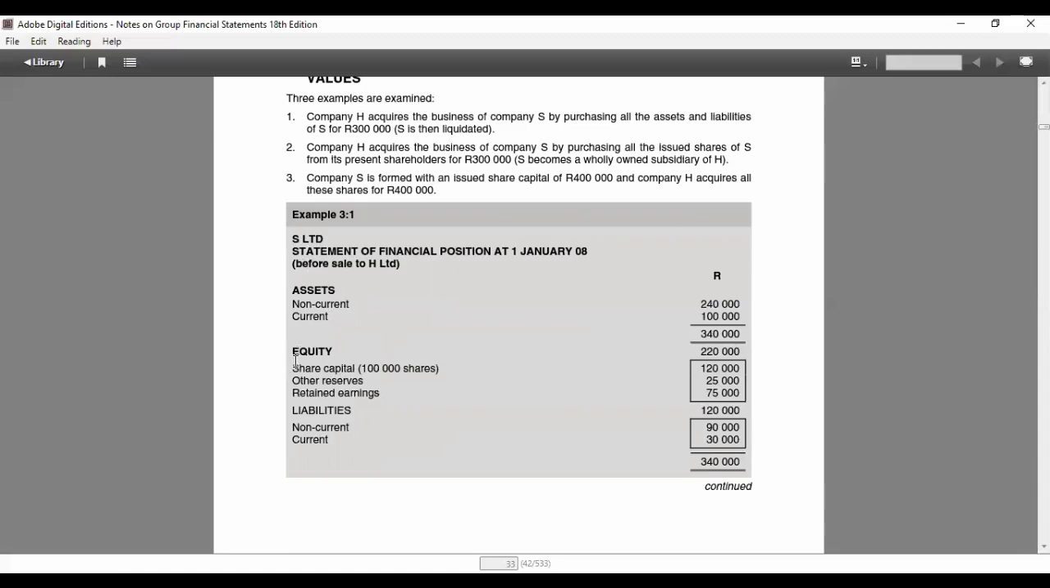We have our equity section. They had 100,000 shares in issue, and their share capital equated to 120,000. They had 25,000 sitting in other reserves, and obviously S had been trading, and for all the years before they made profits, so they have retained earnings equating to 75,000. We also have some non-current liabilities such as a long-term loan, and current liabilities such as trade payables.